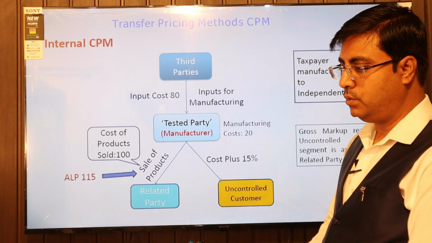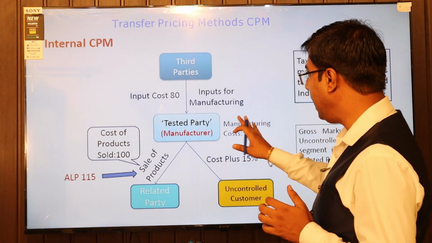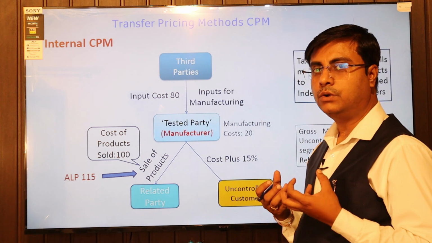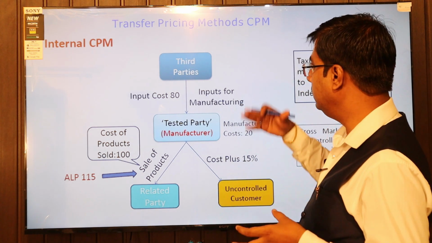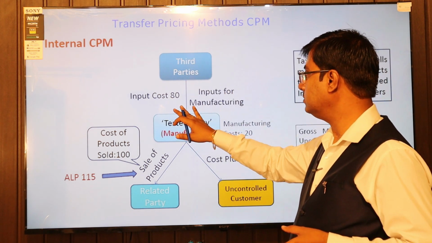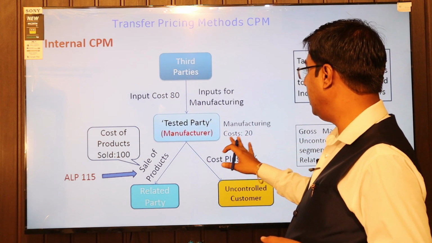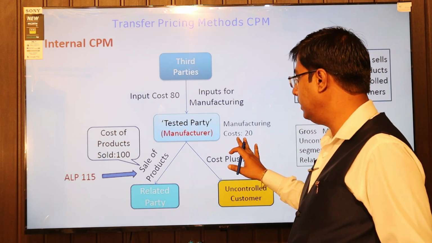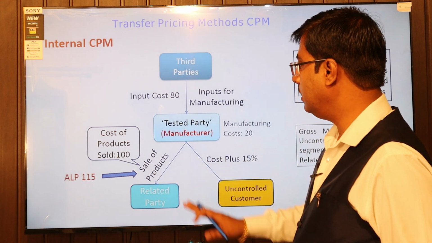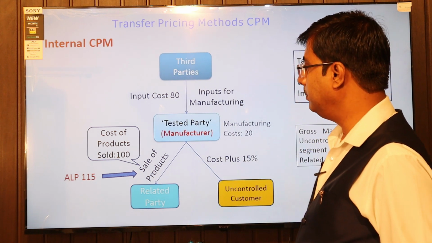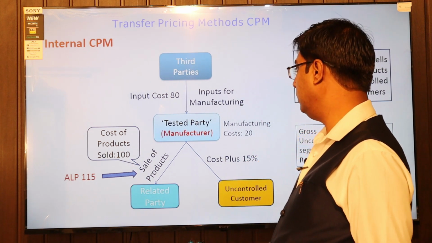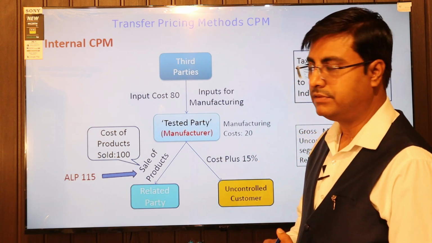So CPM, cost plus method, is applicable in case of a manufacturer. I am purchasing the goods, do some activity and sell to the third party, right? So our third party input cost is 180, I do manufacturing 20, but the ALP comes around 115, but I sold at 100. So this is the TP adjustment for CPM based method.